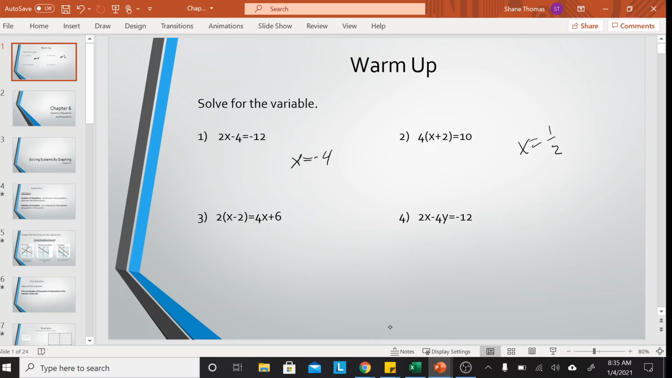All right, number 3, we distribute the left side. So we get 2x minus 4, I agree, equals 4x plus 6. Got to get your x's together, so he subtracted this 2x over to the right. Got -4 equals 2x plus 6, good. x by itself, so subtract the 6 over, get -10 on the left side. Divide both sides, and x equals -5. I buy that one. And then, now the last one.